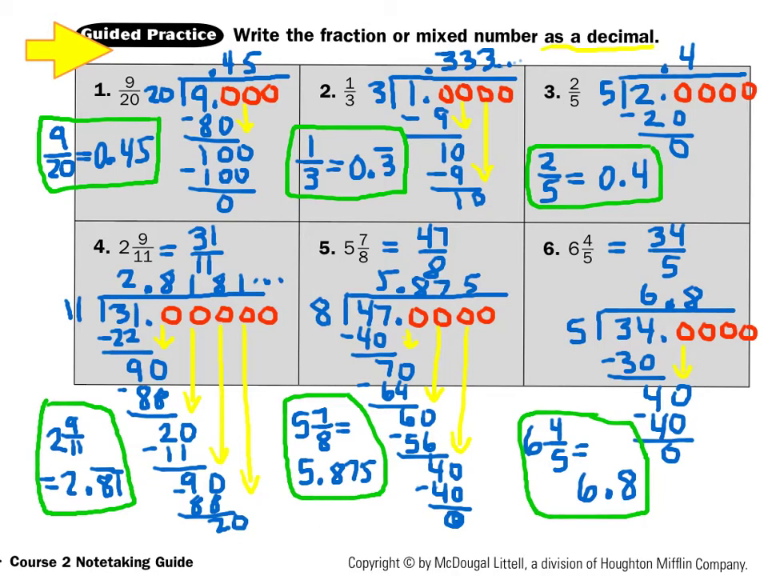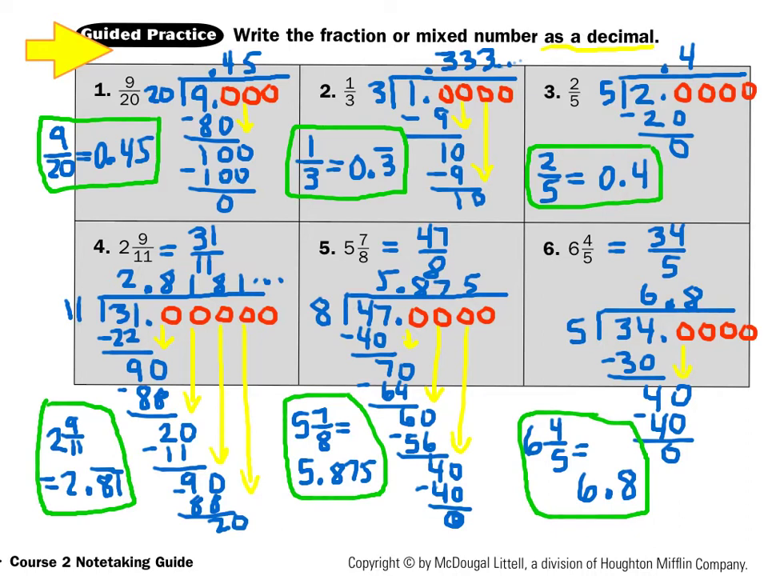Take a look at number 3. 2 over 5. Use in and out. Put the 2 on the inside, the 5 on the outside, put the decimal after the 2, and bring it straight up. Well, now 5 will not go into 2, but 5 goes into 20 4 times. 4 times 5 is 20, and I subtract, and I have nothing there. So I know that 2 over 5 equals 0.4. It's a terminating decimal. It stops.